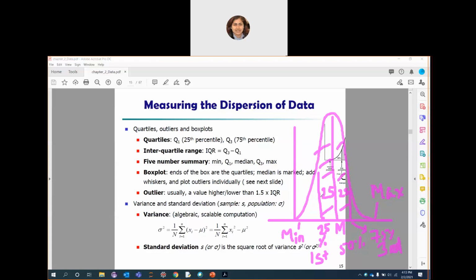The first part, this division, is your 25th percentile, or the first quartile. The middle one is the median, which is the 50th percentile. Then the next 25 will be around 75%, and this whole area is called the 75th percentile, or third quartile. And the last one is your maximum. This is basically what is explained here.